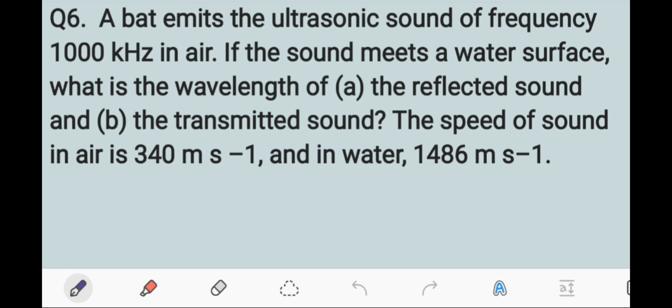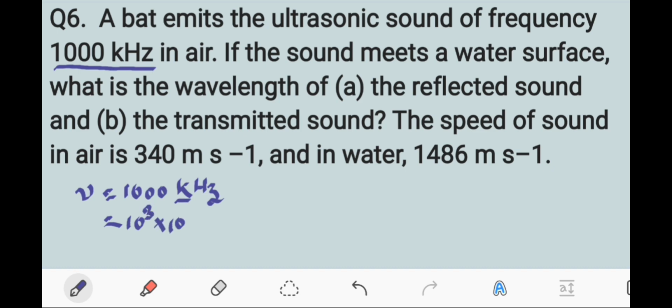A bat emits the ultrasonic sound of frequency 1000 kilohertz. So the frequency has been given, that is 1000 kilohertz. So we know the unit of frequency is hertz, so let's convert it into hertz. That is 1000 can be written as 10 to the power 3, and kilo can also be written as 10 to the power 3 hertz. Okay, so finally this can be written as, the base is same, the powers will be added, 10 to the power 6 hertz is the final frequency.